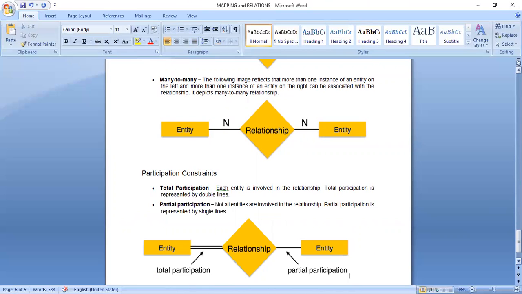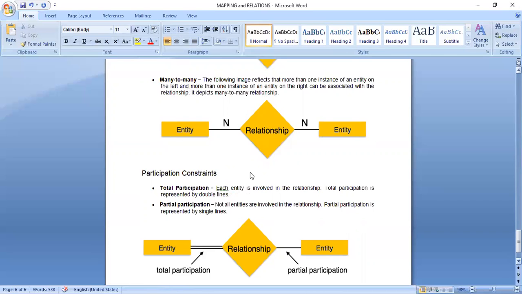Is this clear? So, participation constraint: total participation means each entity is involved in the relation. If each entity is involved in the relationship, the total participation is represented by double lines. If it is partial participation, where not all entities are involved in the relationship, it is represented by single lines. By using these concepts, we should be able to derive or draw an ER diagram.